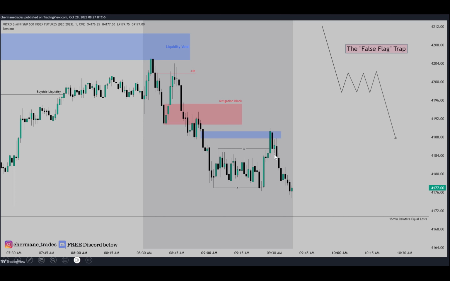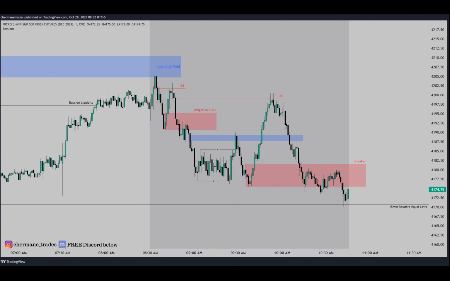I knew that retail fell victim to this false flag right here. Instead of dropping, consolidating, dropping again, it dropped, boom, tripped them in by a tick, rallied up, and then we dropped. Okay, so both longs here got destroyed and shorts here got destroyed. And people who are in the know, people who are aware of this false flag trap, like myself, were able to take advantage of that opportunity and go short.